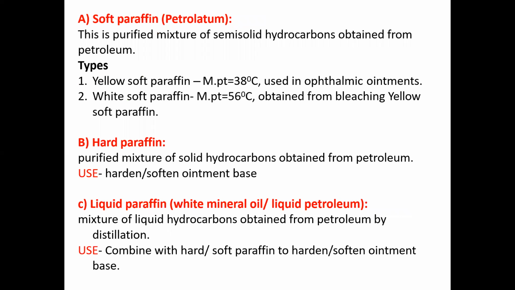Next, in the first base, which is soft paraffin, also called petrolatum. It is a purified mixture of semi-solid hydrocarbons obtained from petroleum. Soft paraffin is mainly of two types: yellow soft paraffin and white soft paraffin. Yellow soft paraffin has a melting point of 38 degrees Celsius and is mainly used in ophthalmic ointment. The white soft paraffin has a melting point of 56 degrees Celsius and is obtained from bleaching of the yellow soft paraffin.